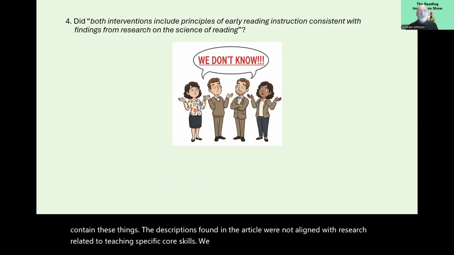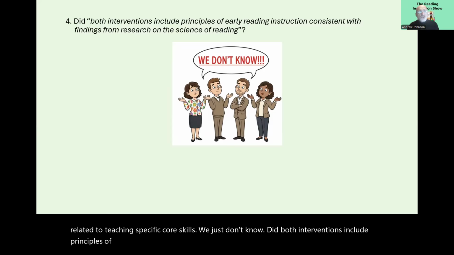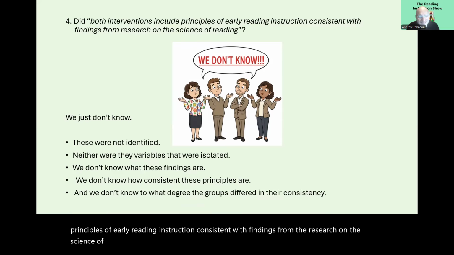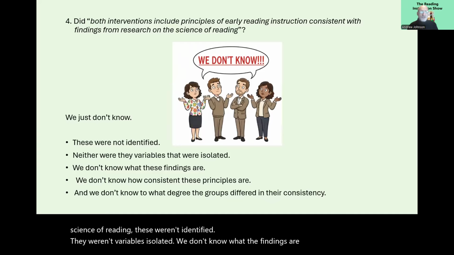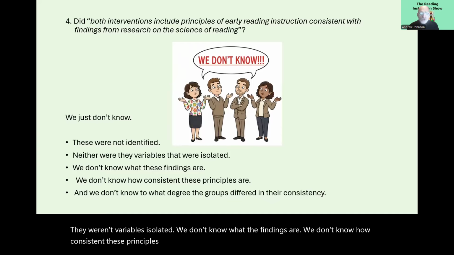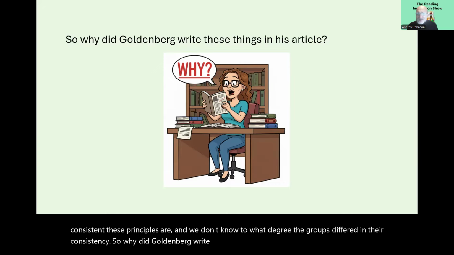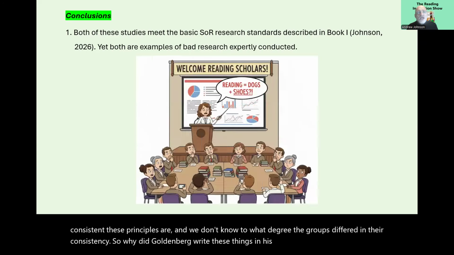We just don't know. Did both interventions include principles of early reading instruction consistent with findings from the research on the science of reading? These weren't identified. They weren't variables isolated. We don't know what the findings are. We don't know how consistent these principles are. And we don't know to what degree the groups differed in their consistency. So why did Goldenberg write these things in his article? We don't know.